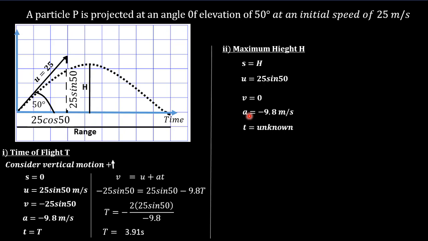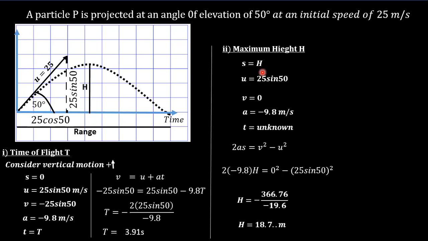Now students, we have to decide which SUVAT equation is going to help us find the unknown h in which we are interested. And the best equation is going to be 2as equals v squared minus u squared. Now we have all the values except the value of s, which is equal to h. Substituting all the values, we get this equation, and now we have the solution for h, which is going to be 18.7 meters.